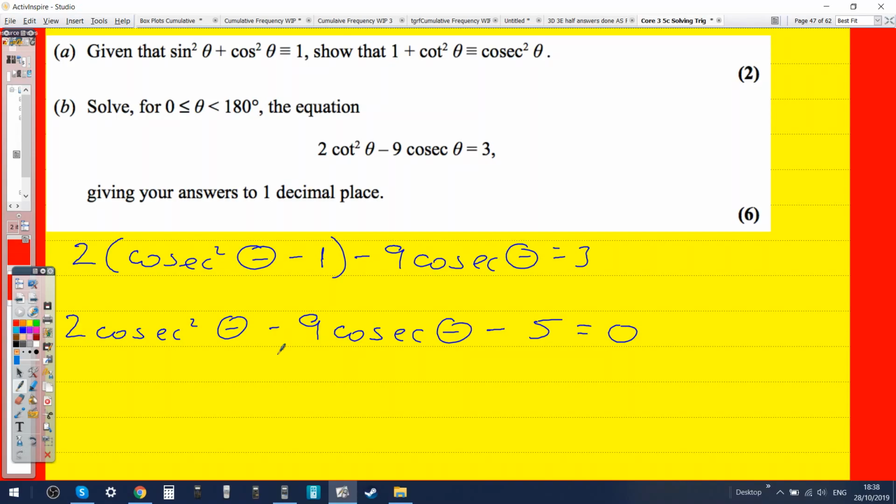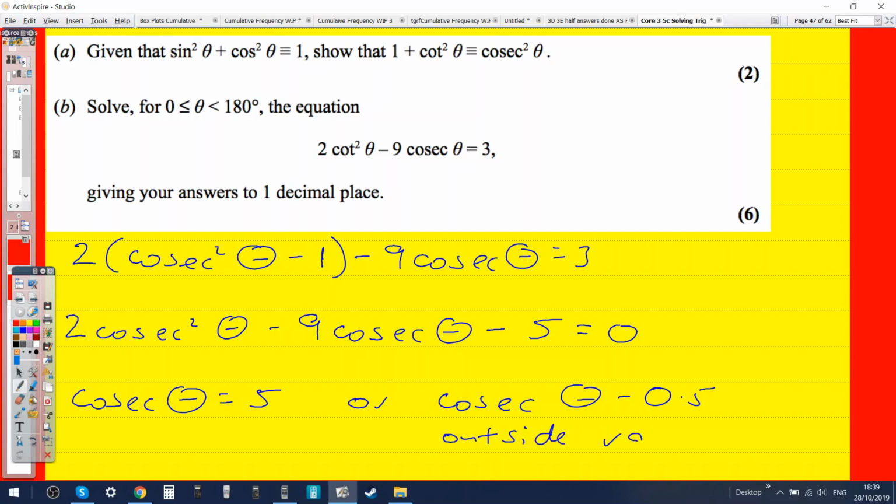So cosec theta is equal to 5 and minus 0.5. The second answer we can already discard because we know that will become minus 2. So theta equals arc sine 1 over 5. Arc sine 1 over 5 is, I'm still in radians, 11.54. And it's one decimal place, so 11.5. That's it.